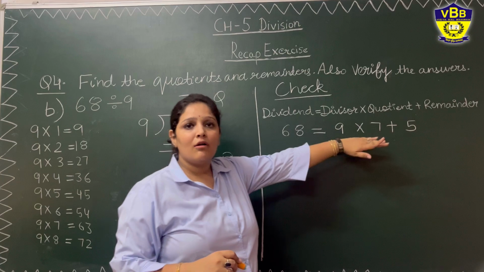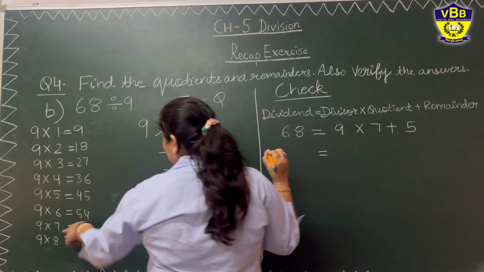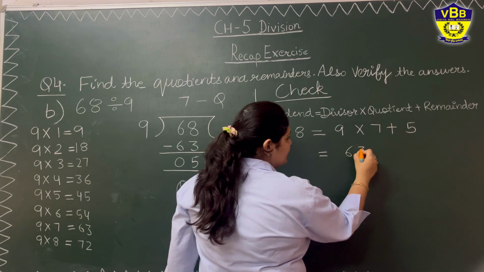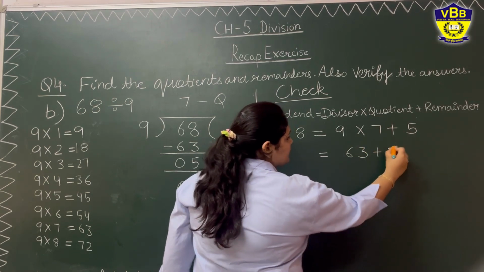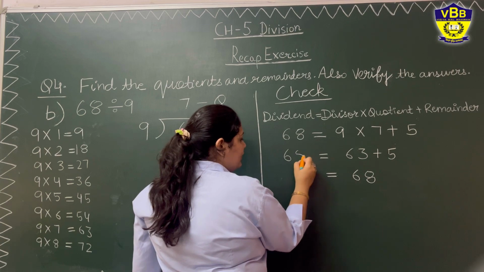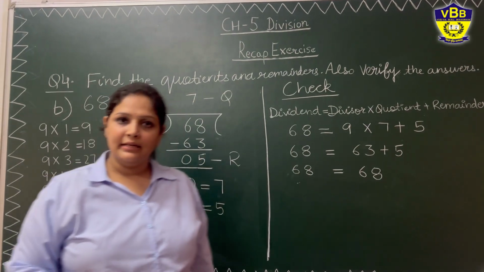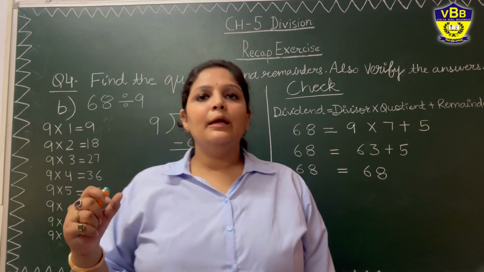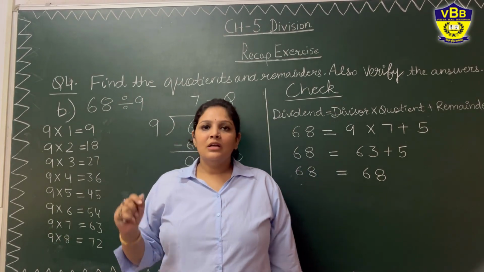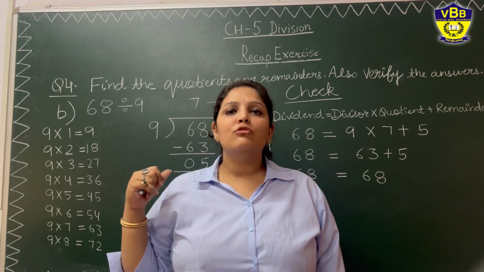Now we need to solve this side. So we know that 9 multiplied by 7 ... 68 is the dividend. So we have done it correctly. Now C and D part is your homework. Do it yourself. Now let's begin with question number 5.